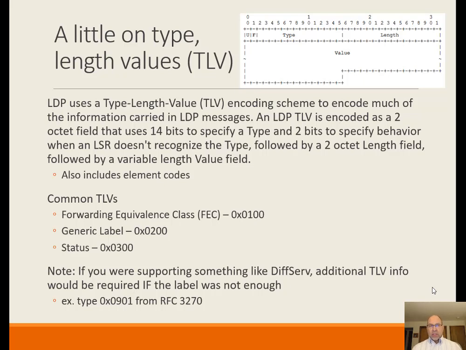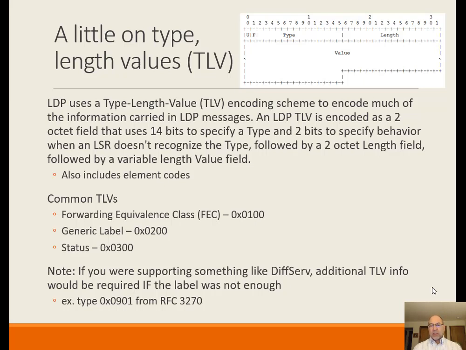And without some kind of encoding, without some kind of scheme, you wouldn't know how to understand them. And so in an LDP message, you have a whole bunch of stuff that describes the details that you're trying to convey to the router. So a couple of common TLVs would be, well, the forwarding equivalence class.